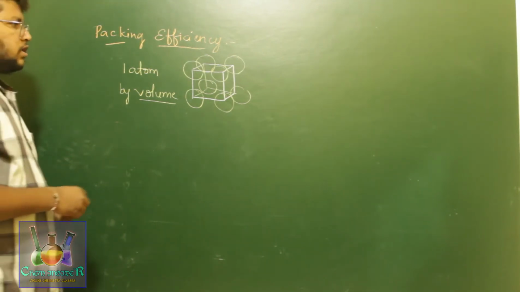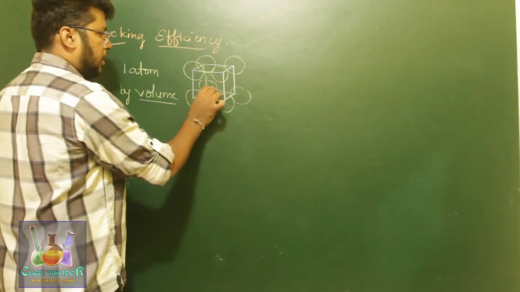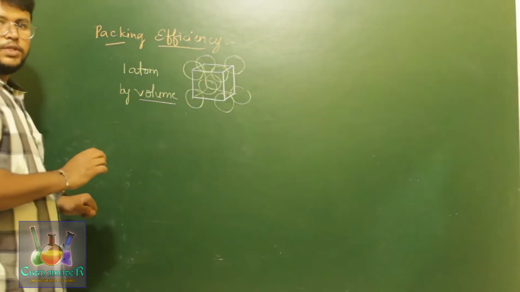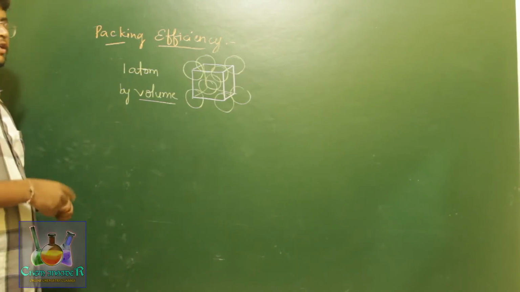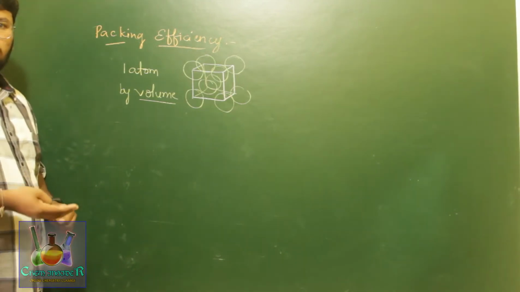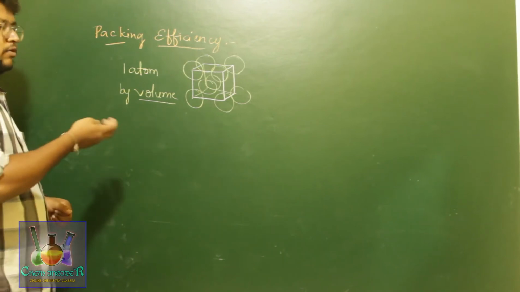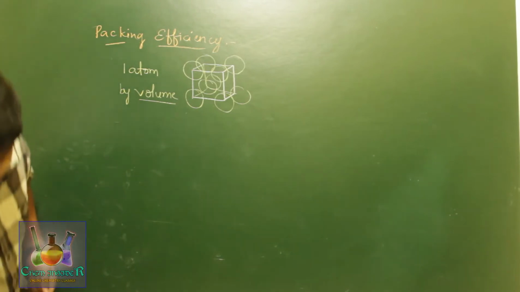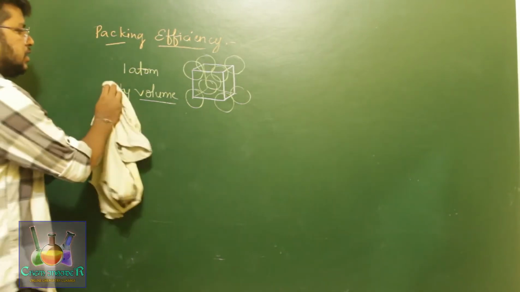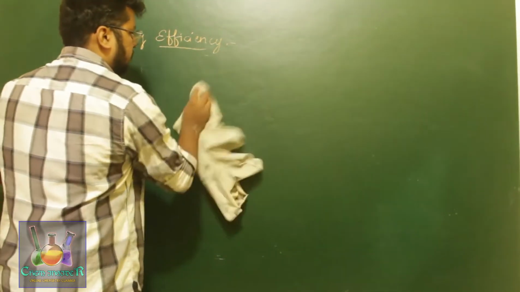If you consider a body centered unit cell, there is one more atom present at the center, which means that there are 2 atoms by volume present in the unit cell. In case of face centered, it has 4 atoms, so it will have 4 atoms by volume. Now the definition of packing efficiency is given by a formula.